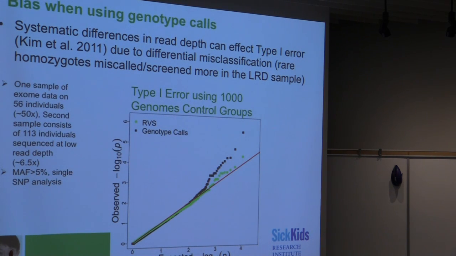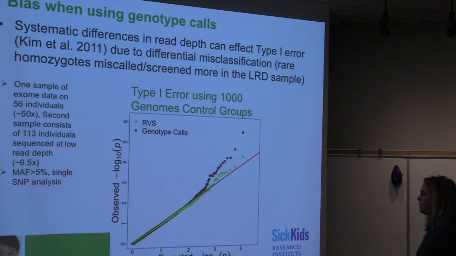So here is a very simple example where we take one sample of exome data on 56 individuals. This is from the 1000 Genomes Project. We're just downloading the exome data. So there are 56 individuals at 50x, and we'll call that the case sample. The control sample consists of 113 individuals sequenced at low read depth, about 6.5x. This is just chromosome 11, and we're looking at variants with minor allele frequency greater than 5%. This is just single SNP analysis.